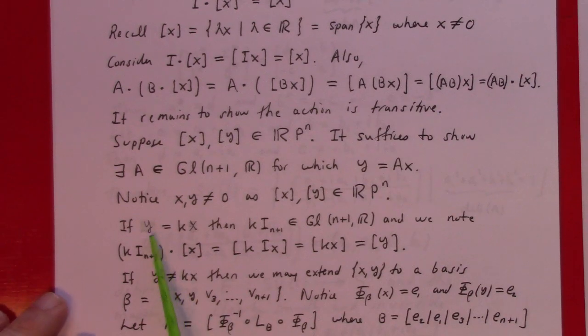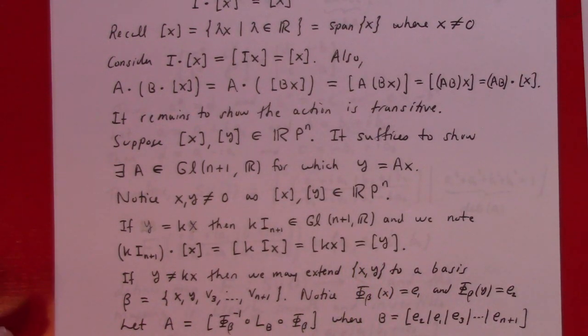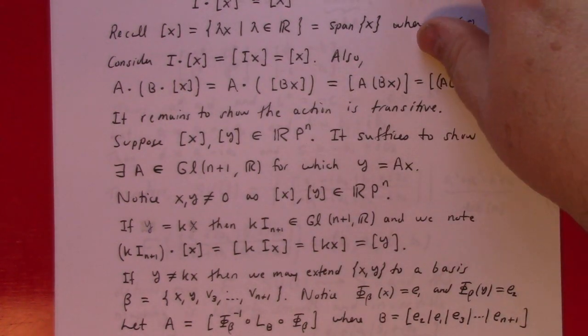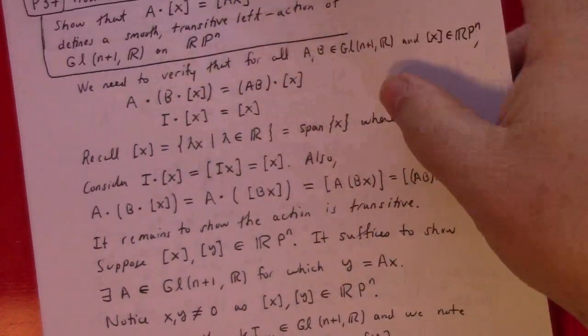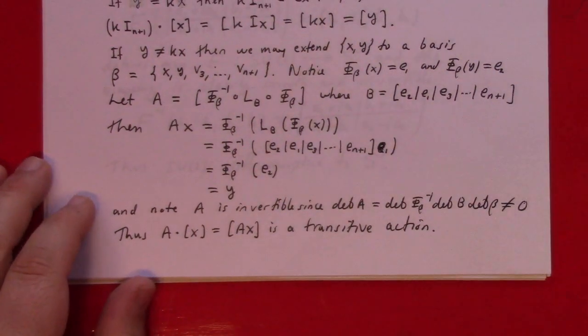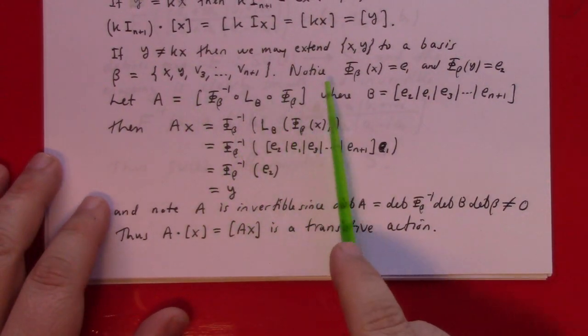Anyway, so if that is the case, then of course it's easy because you can just do a multiple of the identity to map x to y. And otherwise, you can do the basis extension trick, right? You take x and y, put them in a basis, extend that thing like so.